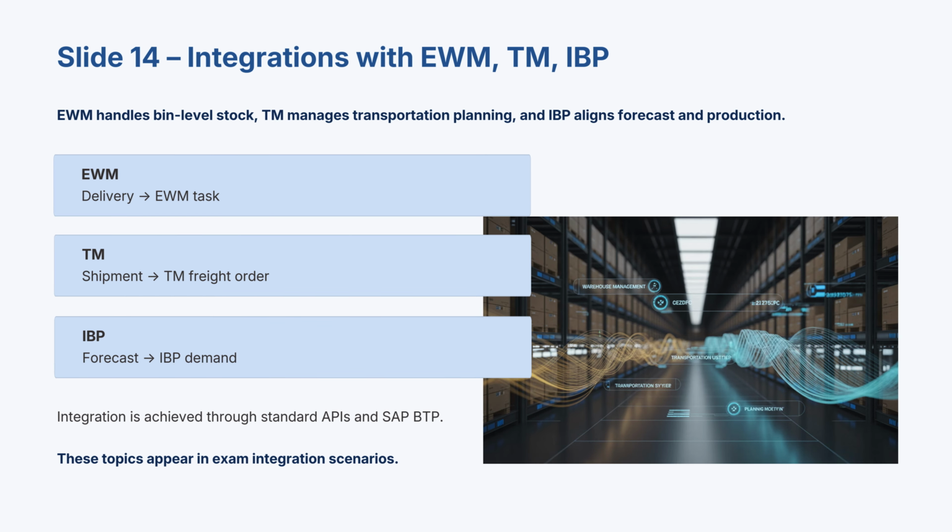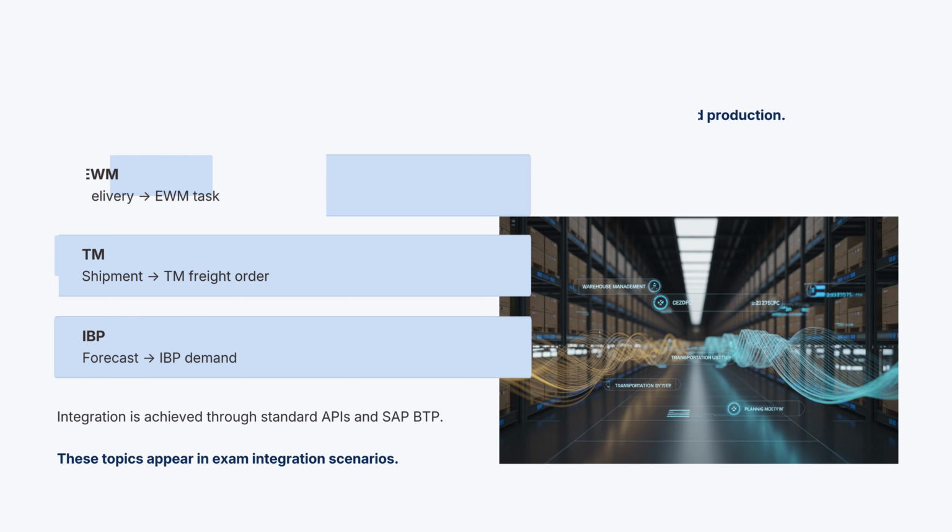Integrations with EWM, TM, IBP. Integration ensures end-to-end visibility. EWM manages bins and warehouse tasks, TM manages freight and shipment, and IBP forecasts demand and capacity. Standard APIs link them through BTP. Delivery documents trigger EWM tasks. Shipments create TM freight orders. IBP sends demand forecasts. Integration mastery differentiates consultants from learners.